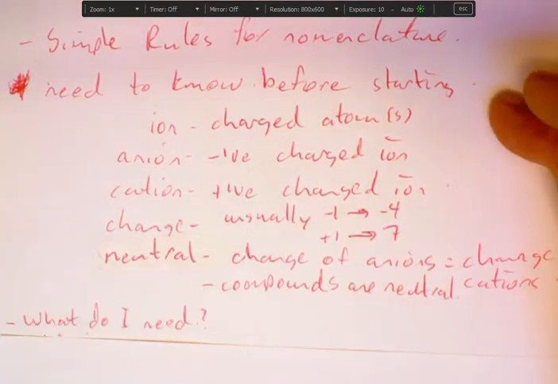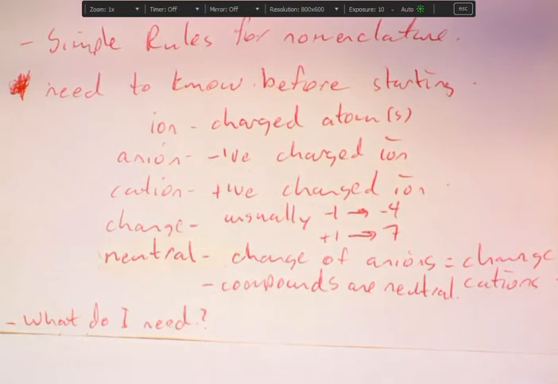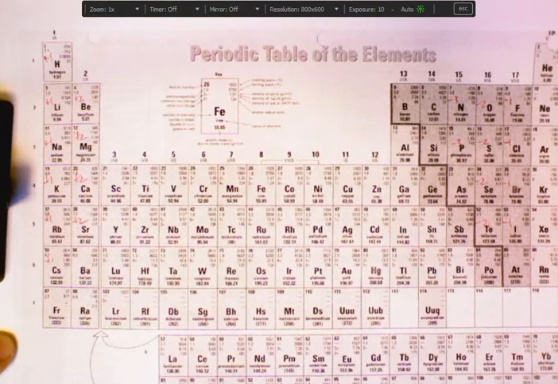What do I need in order to proceed here? We want to learn some nomenclature, so I'm suggesting that you should have your periodic table. This is our periodic table, and there's some information that we need to make sure is on here.